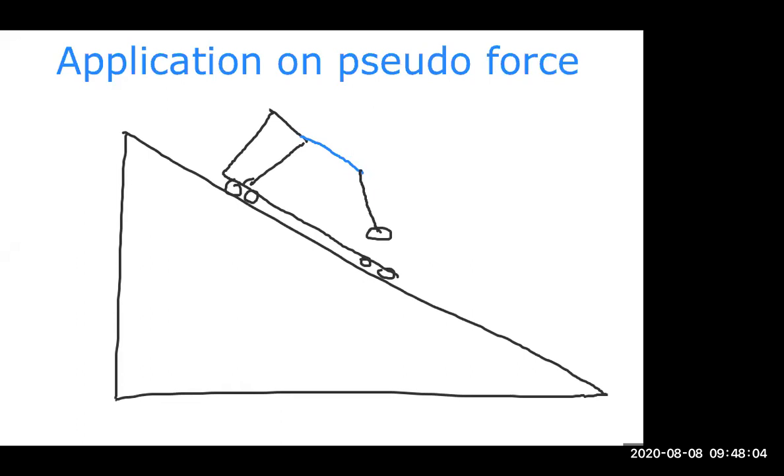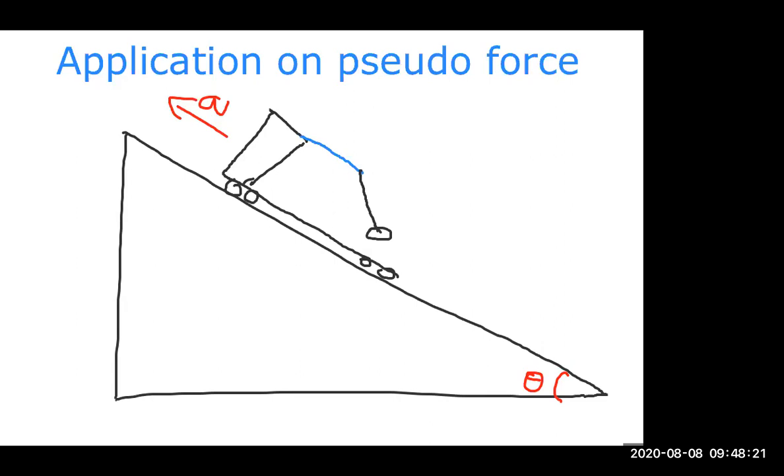This truck is moving up with an acceleration A. This inclination angle is theta. And now it is moving up with an acceleration A. Then what can we do here?